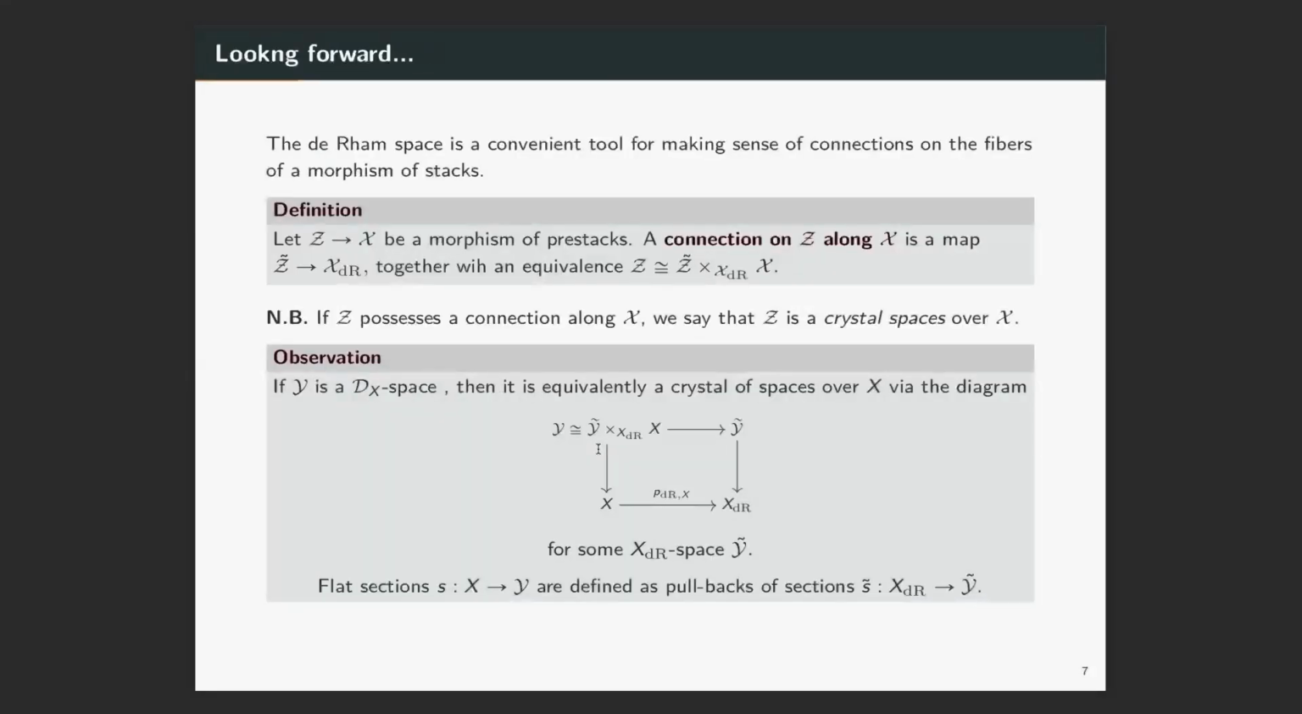But why is this de Rham space useful? As I said, it really encodes this notion of connection. And it's really useful for making sense of the notion of a connection on the fibers of something. So in the words I was just saying, it's connections on the fibers of some module, a D-module, or connections on the fibers of a bundle, so a vector bundle with connection. But you can go further to more abstract objects. You can have connections on categories.